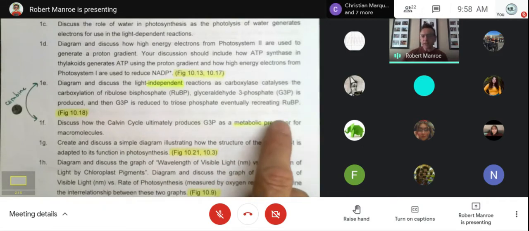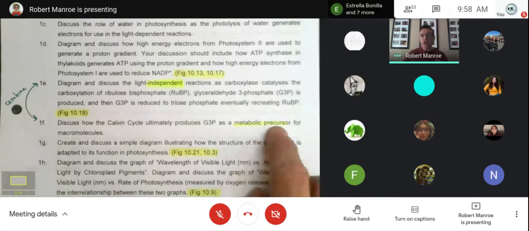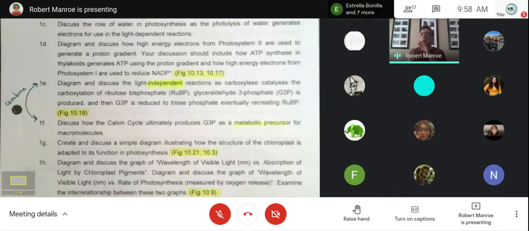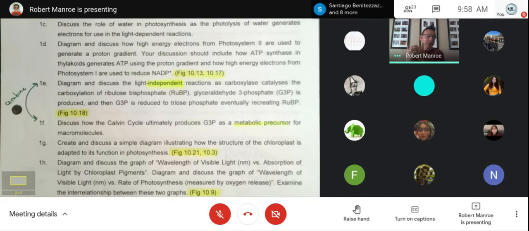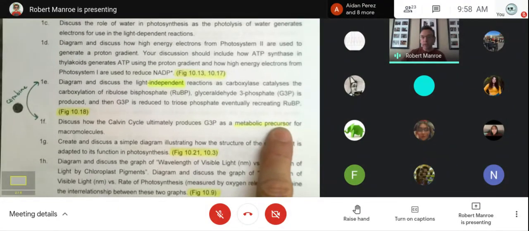Precursor. This is something that comes before everything else. G3P comes before everything else. G3P comes before amino acids, comes before lipids, comes before carbohydrates, comes before nucleotides. Your G3P is what you start with, well, what the plant starts with, right? And then makes everything from that. So we refer to that original molecule as a precursor that you build with. Thus it's a metabolic precursor.